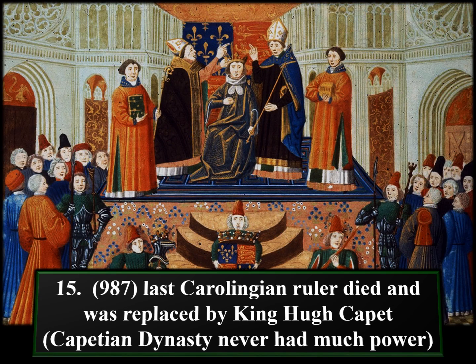In 987, the last of the Carolingian rulers died in France and was replaced by a new dynasty started by King Hugh Capet. This begins what is called the Capetian Dynasty. Now, the Capetian dynasty never really had a lot of centralized power, and instead, the king was kind of a figurehead, and the majority of the power was in the hands of his nobles.